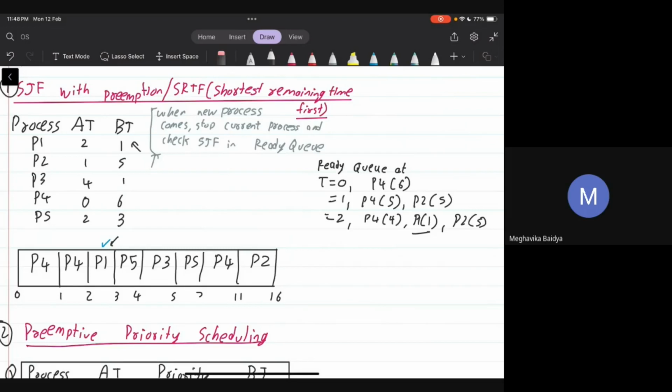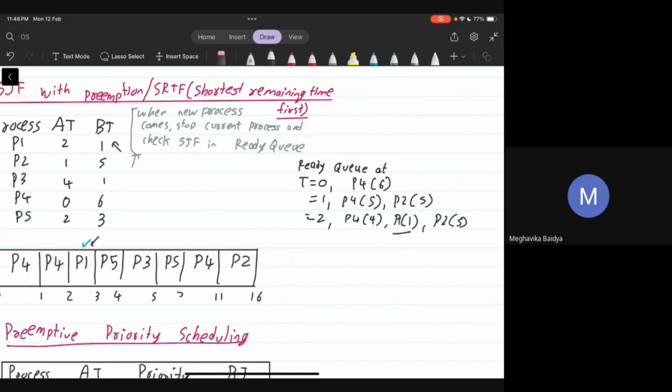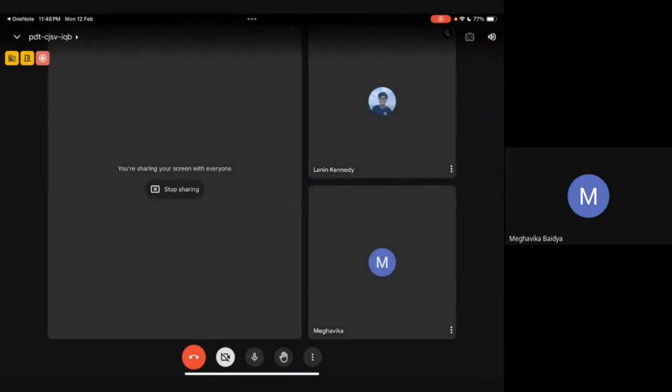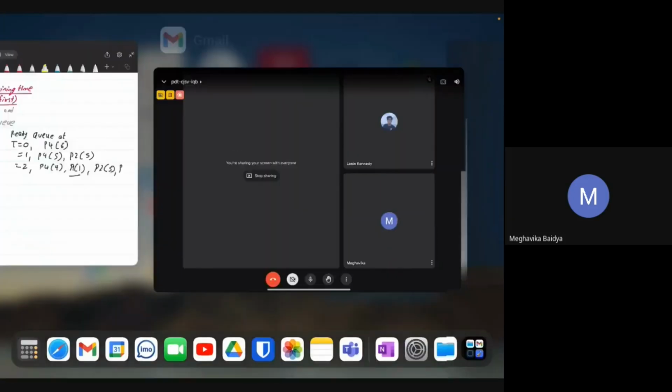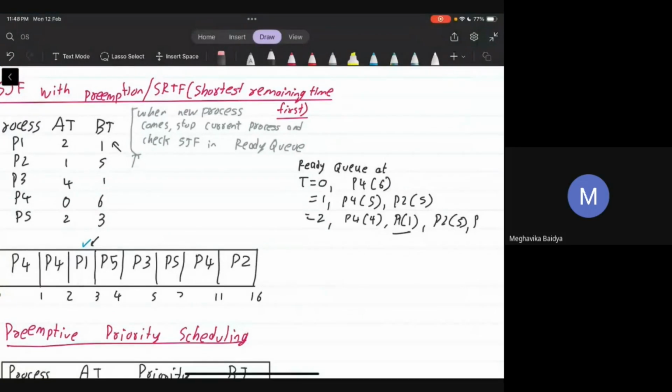P5 is also there at arrival time of 2. Why didn't we consider that? Oh wait, I didn't write that. I didn't see that. Sorry. So we'll write that also. P5 comes with a burst time of 3. But since the shortest one is P1, we'll take P1.